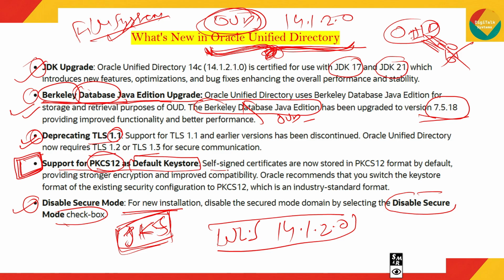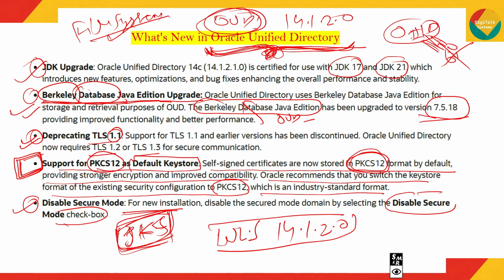That means self-signed certificates are now stored in PKCS12 format by default, providing stronger encryption and improved compatibility. Oracle recommends that you switch the keystore format of the existing security configuration to PKCS12, which is the industry standard format now. If you are upgrading your OUD from version 12.2.1.4 or any of the previous versions to 14.1.2, you may need to change your JKS keystore to the PKCS12 format. There are some standard commands for conversions. So these are the enhancements in your OUD.